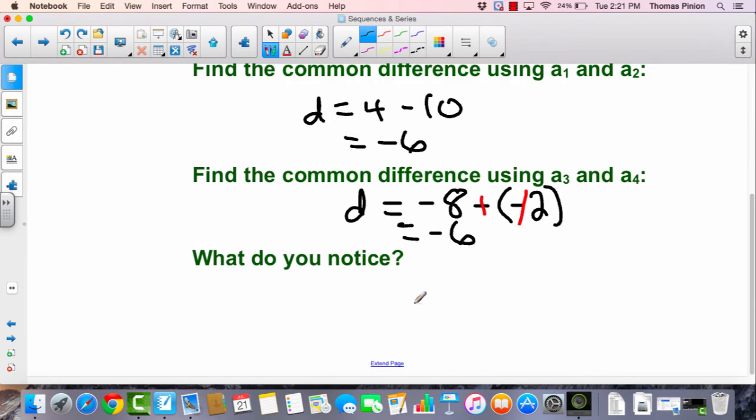Okay? So now, what do you notice? Well, you should notice that the common differences are the same, which should be the case. Otherwise, it would not be an arithmetic sequence. Okay?